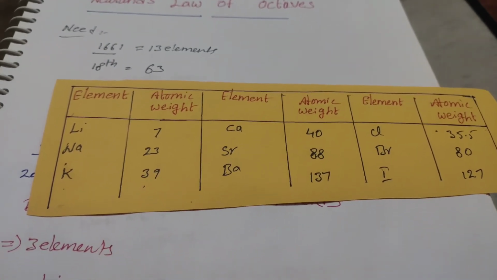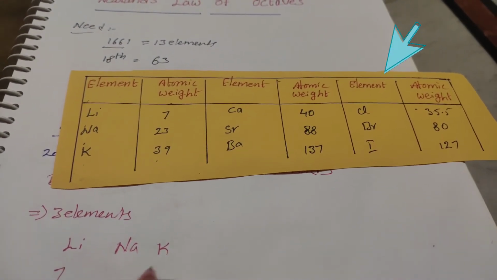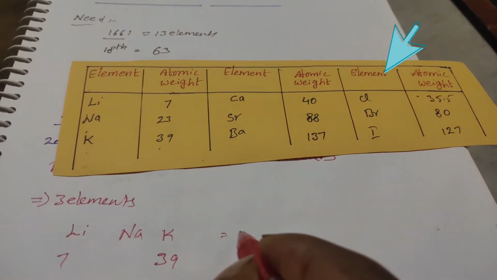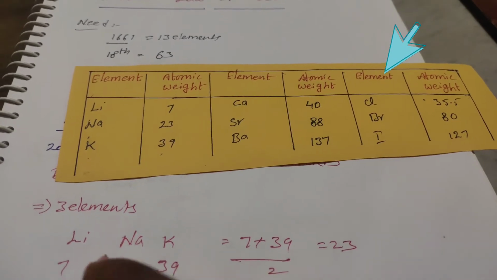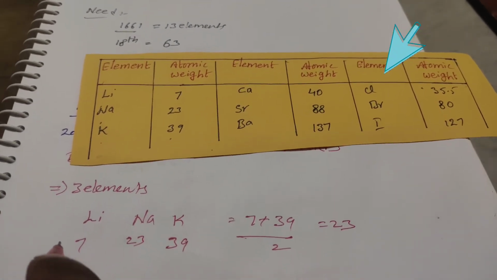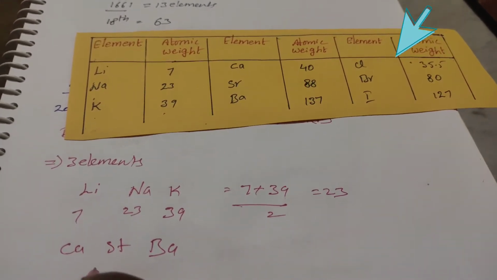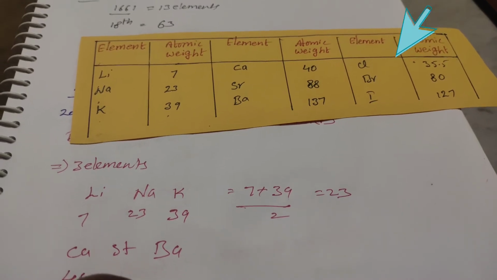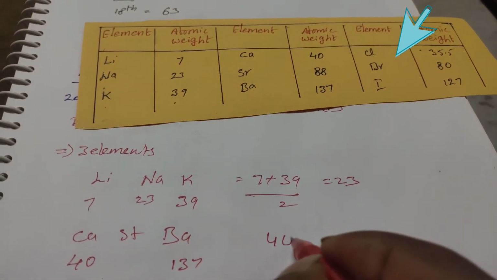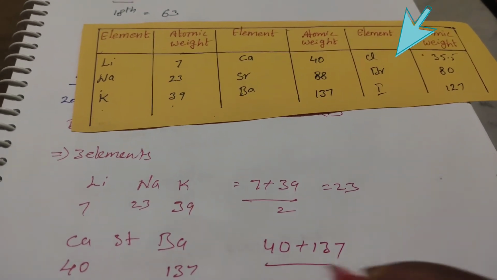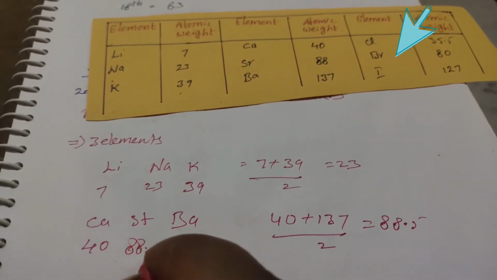For example, lithium, sodium and potassium. Lithium's atomic weight is 7 and potassium's atomic weight is 39. So 7 plus 39 divided by 2 is equal to 23. That 23 is the atomic weight of sodium. Along with that, calcium, strontium, barium is another triad set. Calcium's atomic weight is 40 and barium's atomic weight is 137, and the average is 40 plus 137 by 2, which is equal to 88.5.